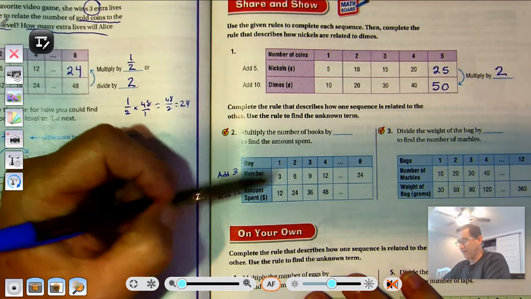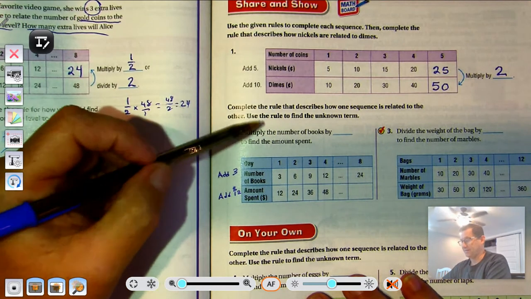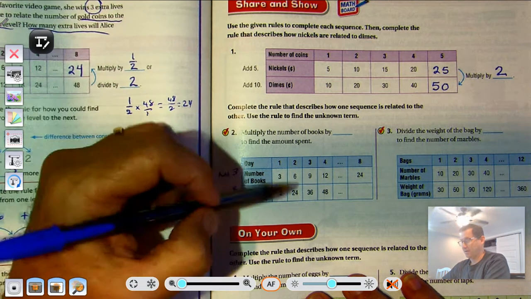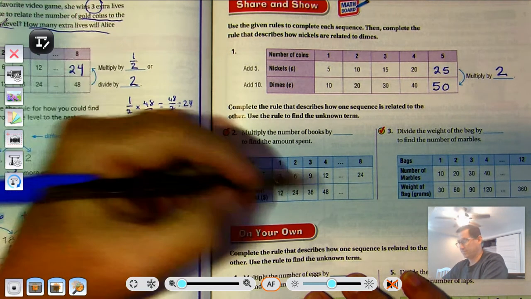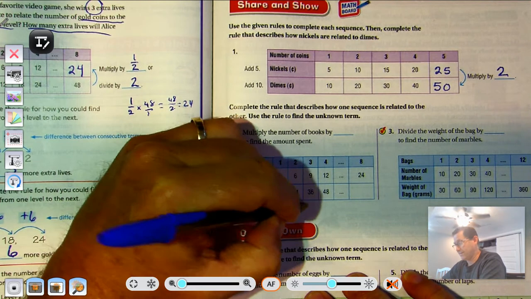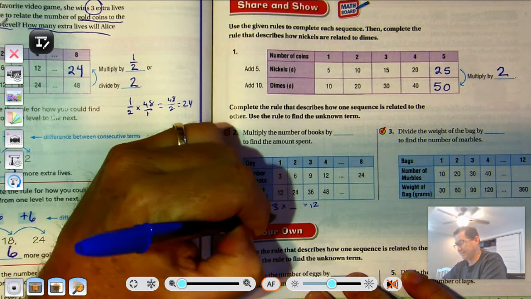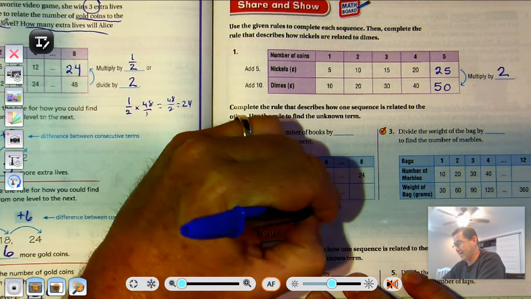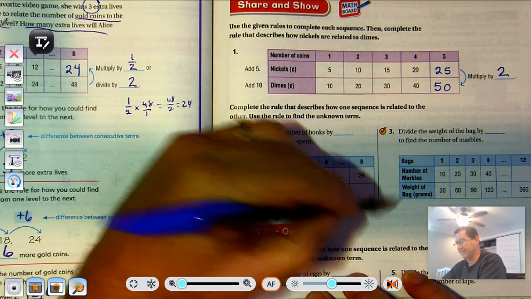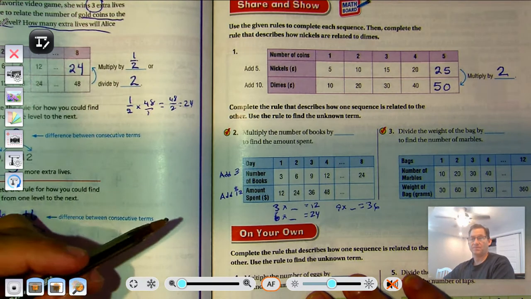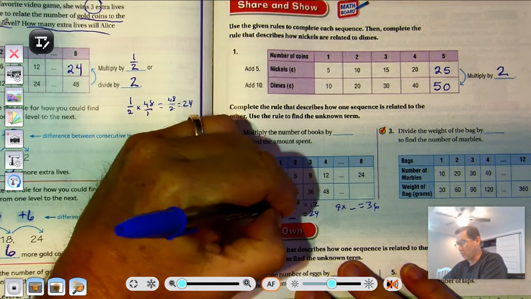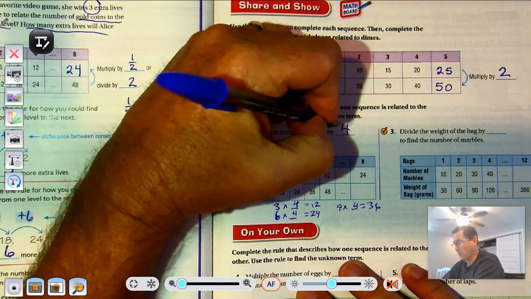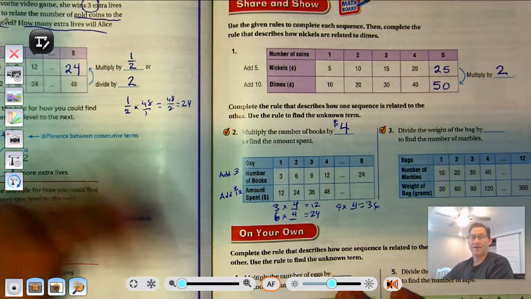And if we're comparing books to the amount spent, what can I multiply the number of books by to find the amount spent? Well, how do you go from 3 to 12? 3 times what equals 12? 6 times what is 24? 9 times what is 36? So on, right? Well, the missing number in all of these is 4. So if you multiply the number of books by $4, you'd find the amount spent.